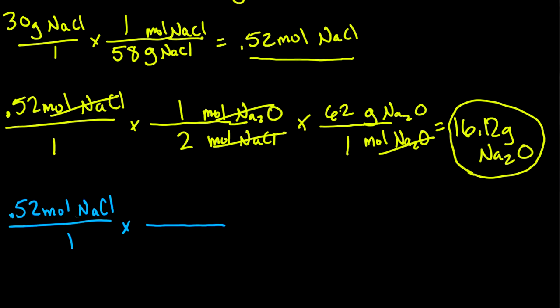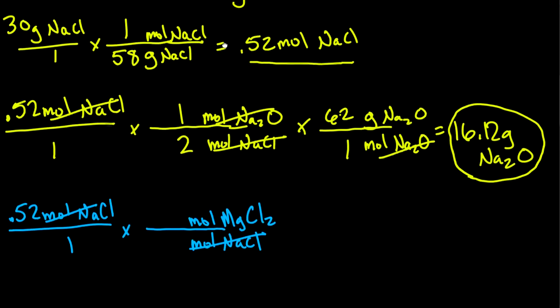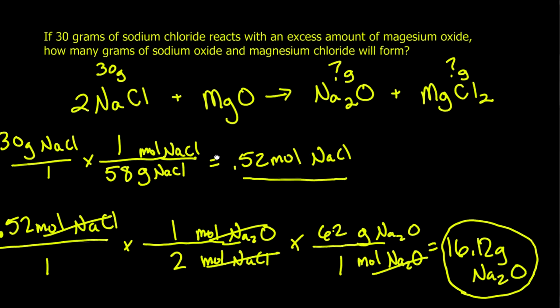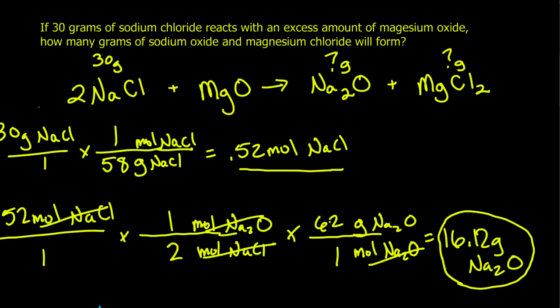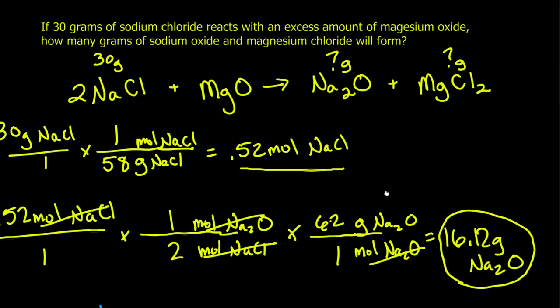Moles of NaCl is on top, so we stick it on bottom for the next step. Now I'm going to change it to moles of magnesium chloride. So that'll cancel out my moles of sodium chloride. Need some values for those moles. Go back to our balanced equation. Well, for every 2 sodium chlorides, we're going to produce 1 magnesium chloride.